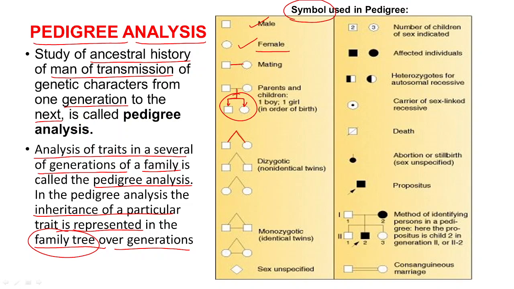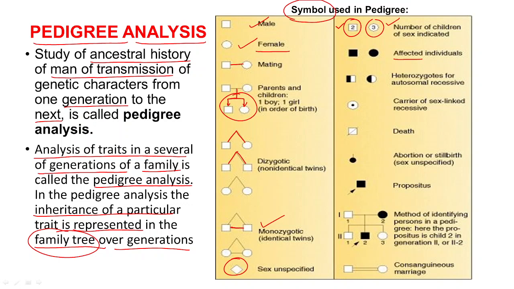Dizygotic twins are represented by this particular symbol. Monozygotic twins are represented by showing an attachment line between the two. Sex unspecified is represented by a rhombus. If you write any number in the square or the circle, that represents the number of children of that specific sex. Here 2 in the square represents 2 male individuals, 3 in the circle represents 3 female individuals, and if they are darkened then they are affected individuals. A square or a circle, if darkened, is affected.